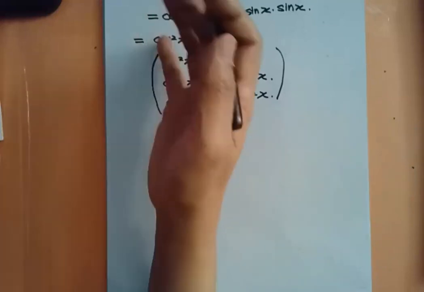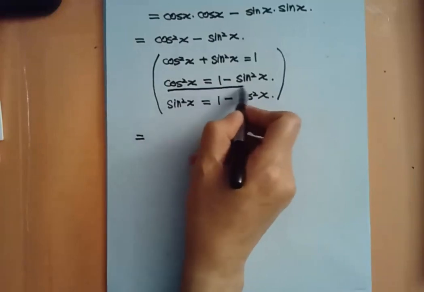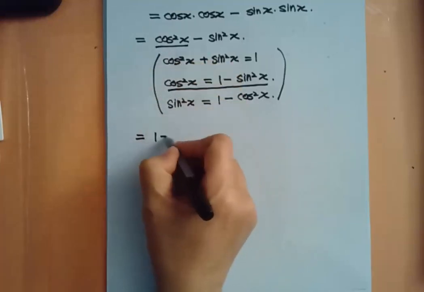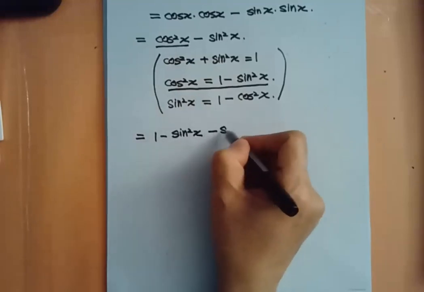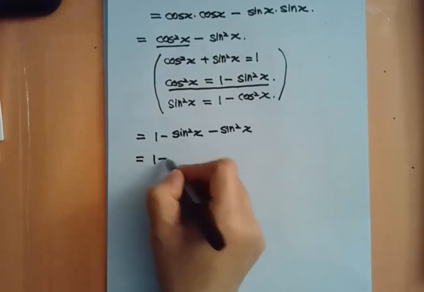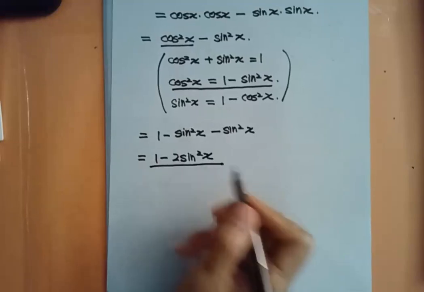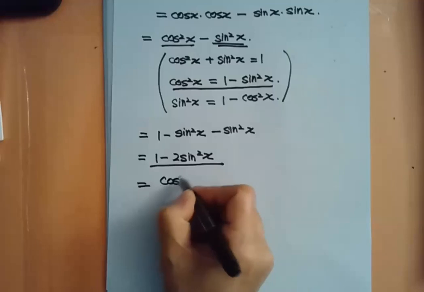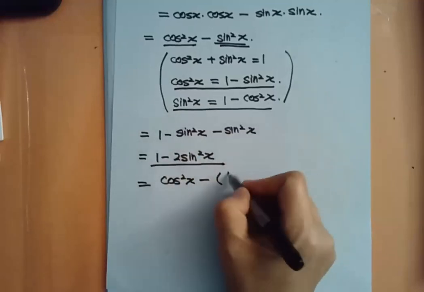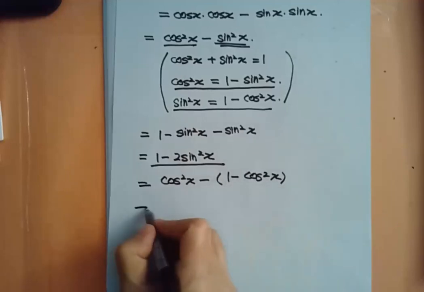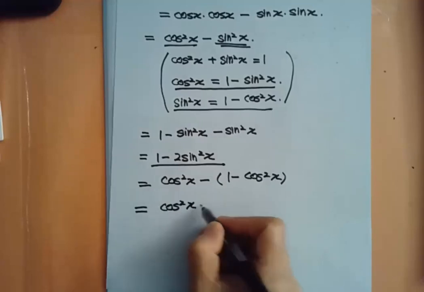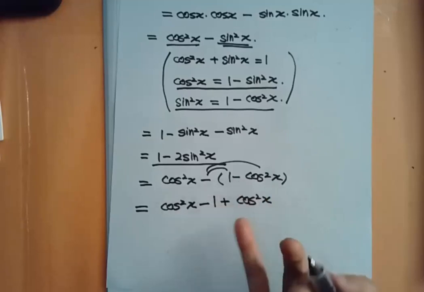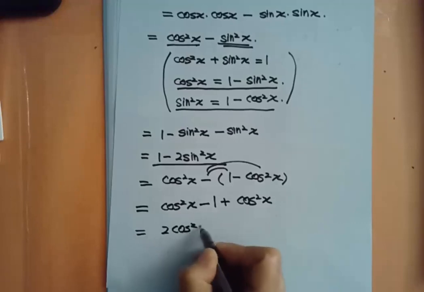So we will apply this to here, and cosine squared of x can be written as 1 minus sine squared of x. So cosine squared of x minus sine squared of x is 1 minus sine squared of x minus sine squared of x. So that is 1 minus 2 sine squared of x. And then sine squared of x for this part. So cosine squared of x minus, we distribute it, so minus 1 plus cosine squared of x, minus will make plus. So that can be written as 2 cosine squared of x minus 1.